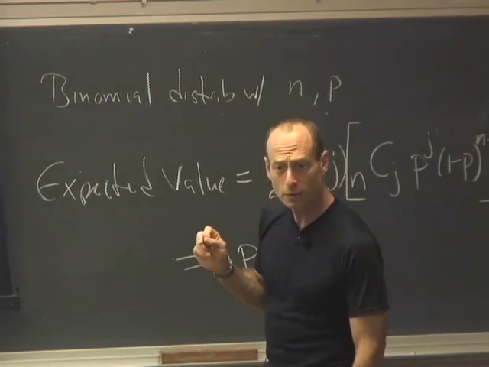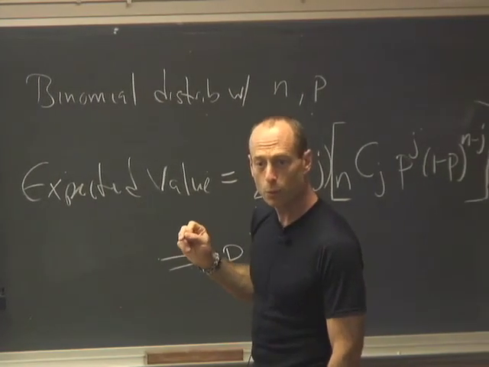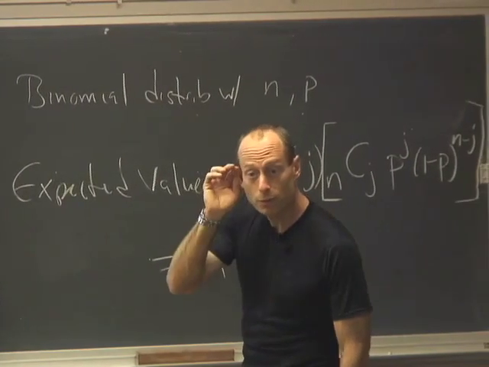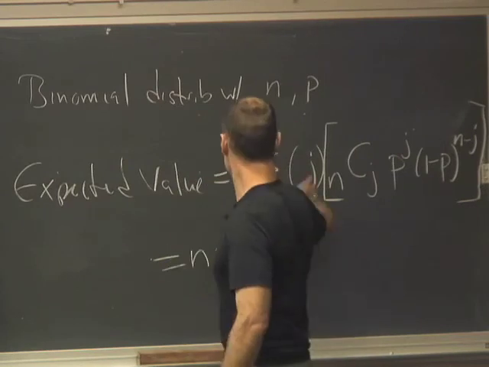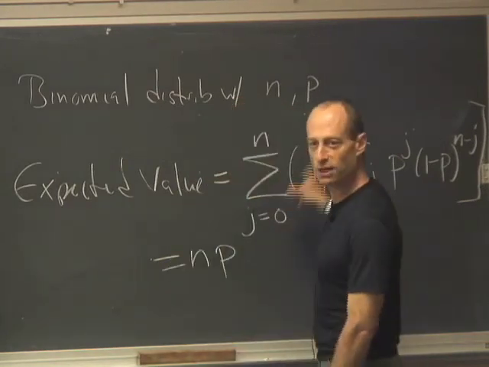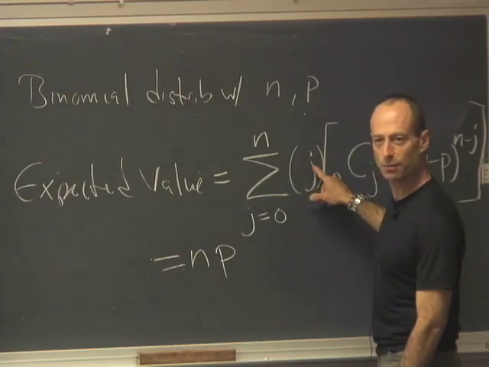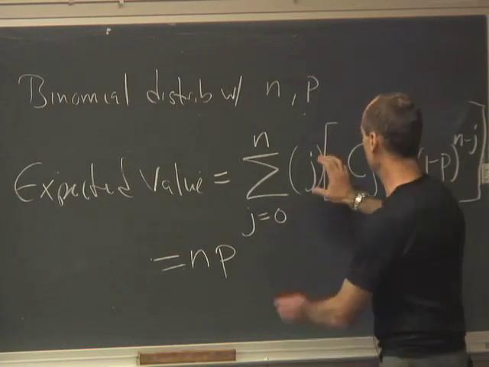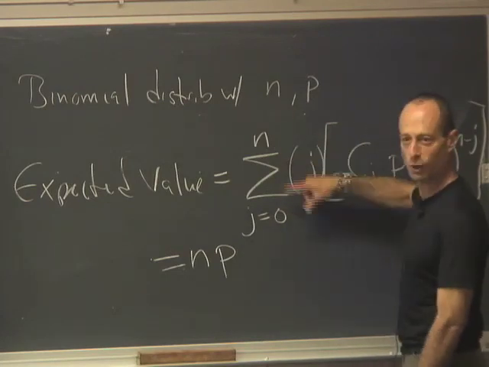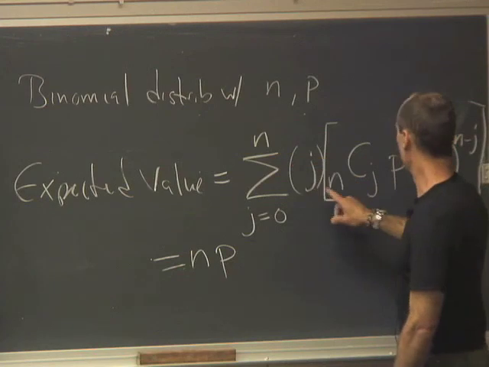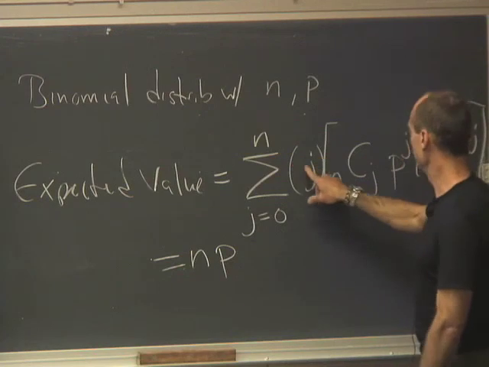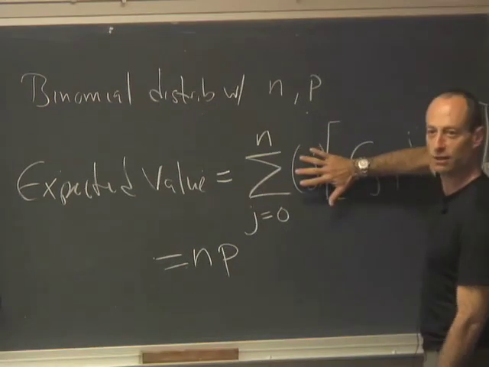Where did, sorry? Why did it disappear? Well, we're summing over it, over all of its possible values. This is a dummy variable that's just inside the sum. This sum has n plus 1 terms. For one of those terms, j is 0. We get 0 times something. That's not going to contribute anything.